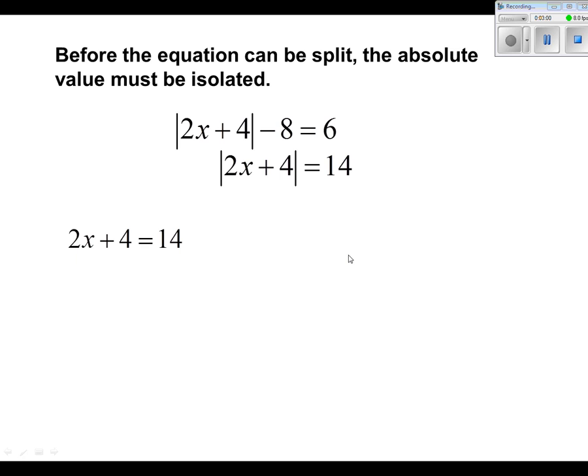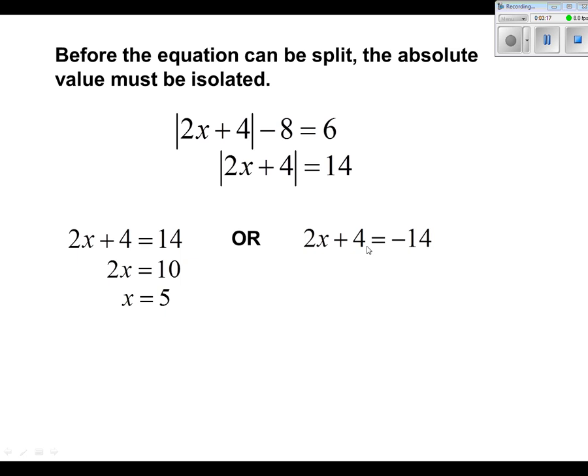So 2x plus 4 is equal to 14, or 2x plus 4 is equal to negative 14. Let's go back to the equation on the left here. Opposite of adding 4, subtract 4. So 2x is equal to 10. Divide both sides by 2, and x is equal to 5.